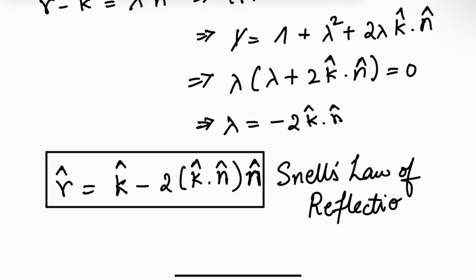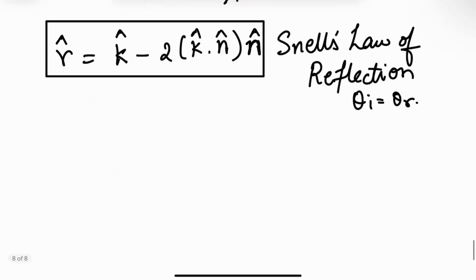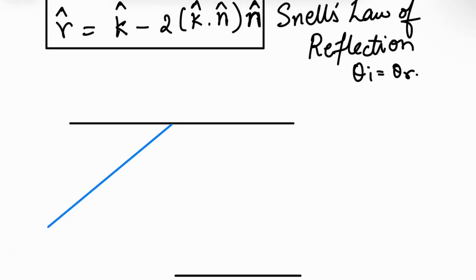So typically you learn Snell's law of reflection as theta i equal to theta r. Right? And that's also correct. This is just a different way of writing it. So to show you why, you can look at what this means. Right, I have my incoming direction, say this is k hat. And then I have my n hat, which is along this direction.